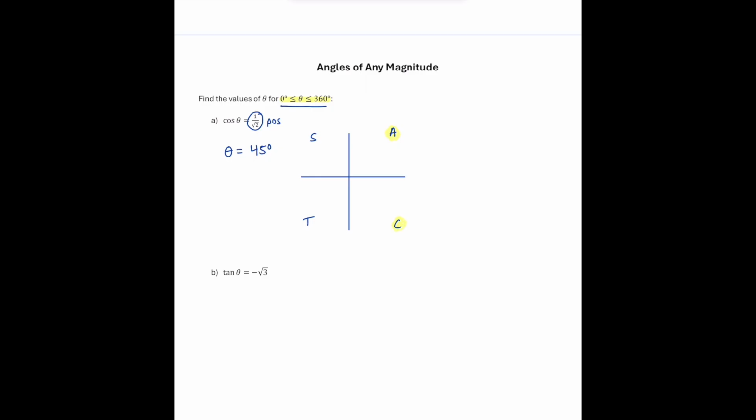Now when I'm measuring these angles, I always measure from the horizontal axis, and notice from here to here, the angle is going to be 45 degrees. Also notice that my other angle is also going to be in the fourth quadrant, and it too needs to measure 45 degrees from the horizontal axis to this line here.